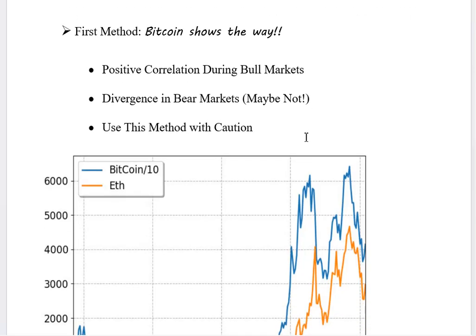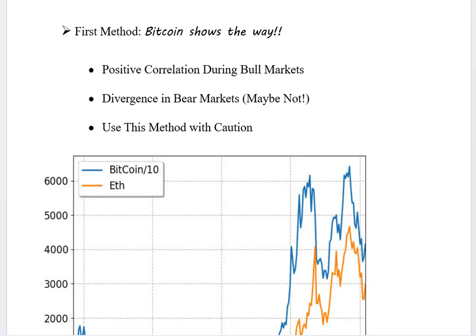Okay, first method. Some market participants believe that the overall trend of tens of thousands of cryptocurrencies is determined by Bitcoin. They claim that if Bitcoin is bullish, the entire market is bullish. And if Bitcoin is bearish, the market is bearish as well. So, for this group of researchers, Bitcoin serves as a guiding light.